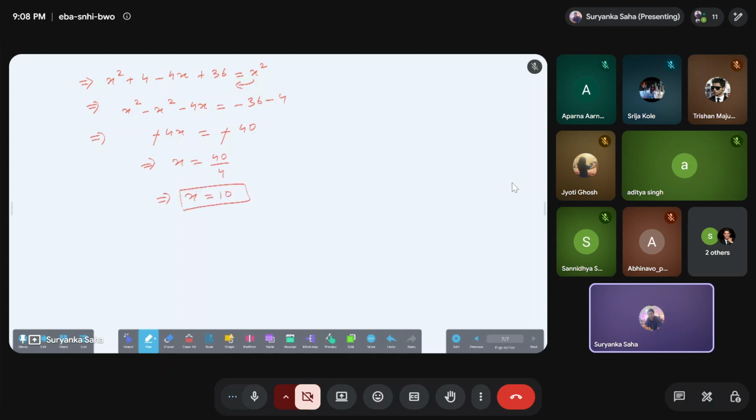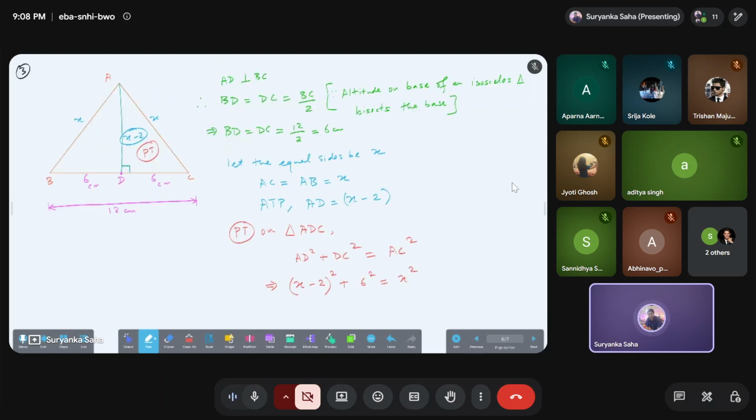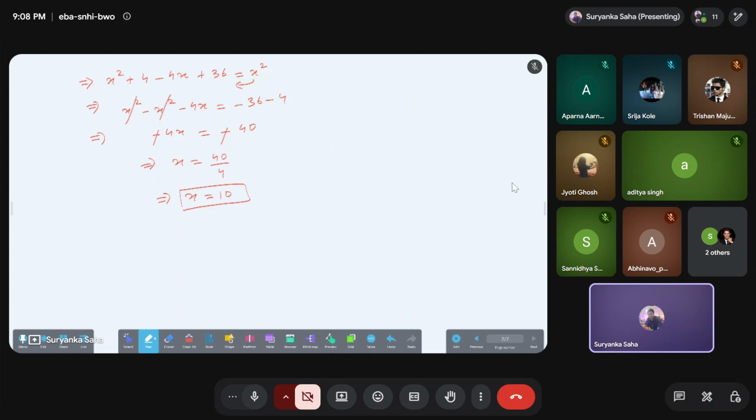Okay, understood? So here x equals 10. That means you are getting x equal to AC equal to 10, and then AD altitude will be x minus 2. So AC equal to x equal to 10 and AD, that is altitude, equal to x minus 2 equal to 10 minus 2 equal to 8.